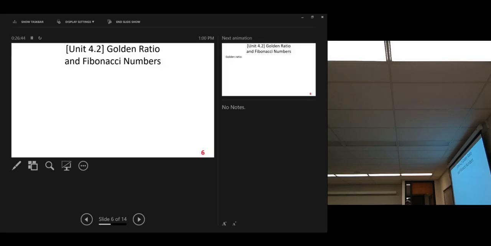Next, unit number 2, we want to calculate Fibonacci numbers mathematically. This time, mathematically. It's not easy, a lot of work. But let's do it.